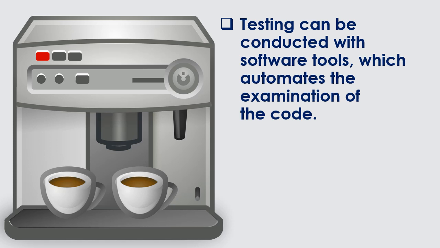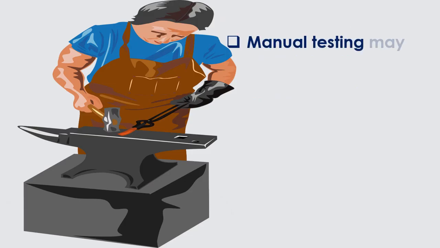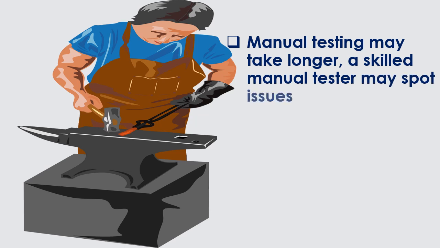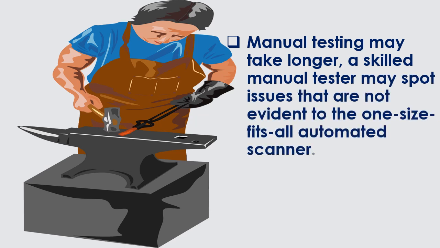Software developers have different styles, and applications can be increasingly complex. Manual testing may take longer. A skilled manual tester may spot issues that are not evident to the one-size-fits-all automated scanner. The accuracy and thoroughness of manual testing are highly dependent upon the skill of the individual reviewing the code.